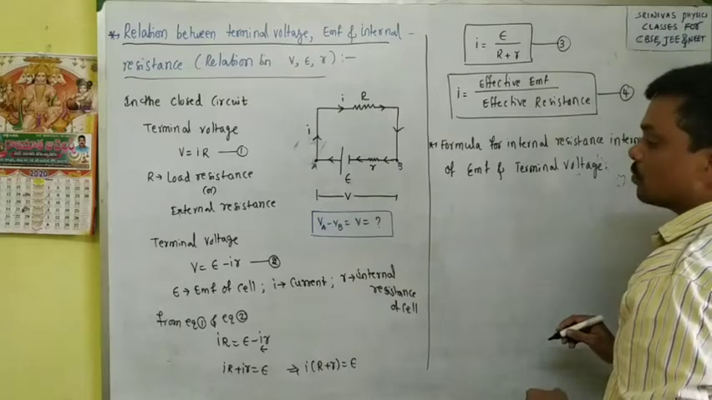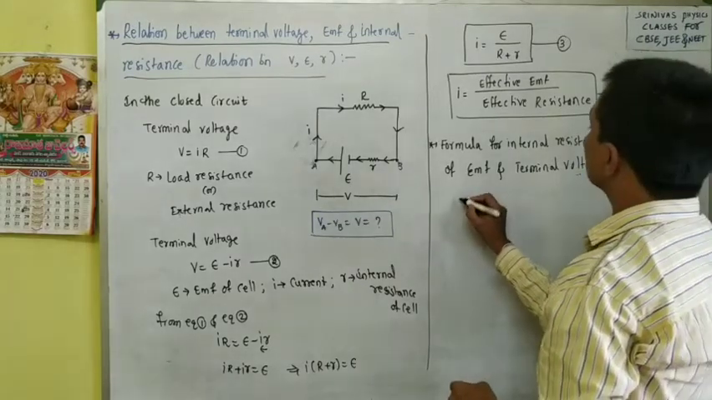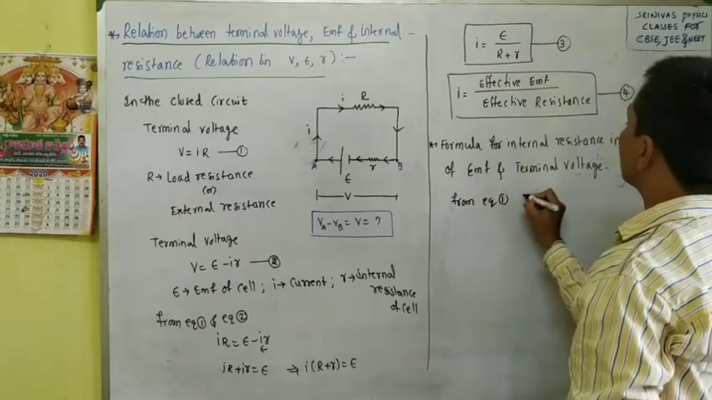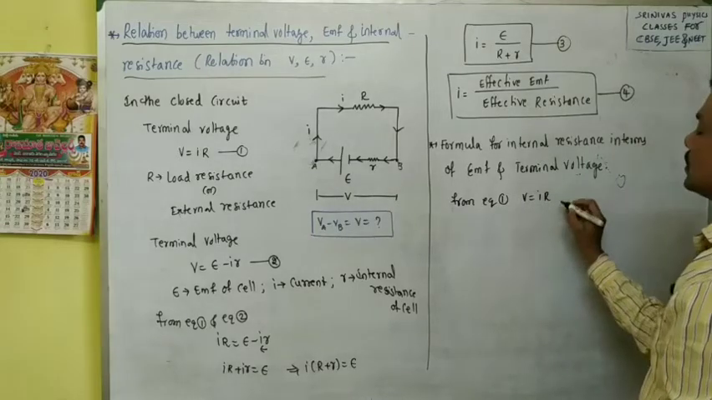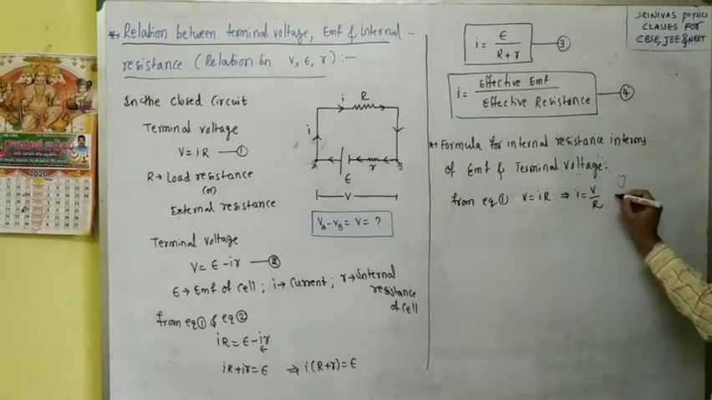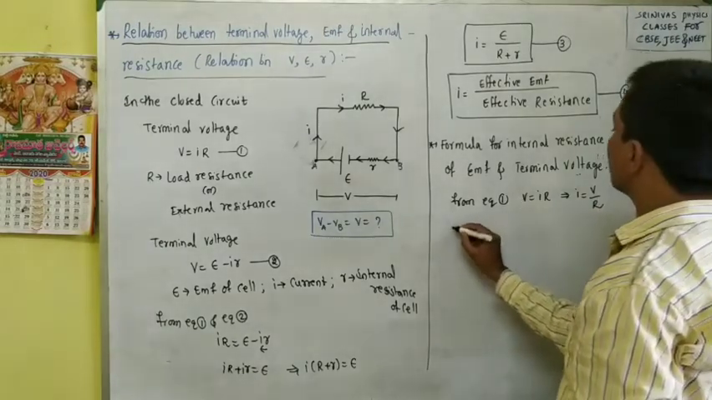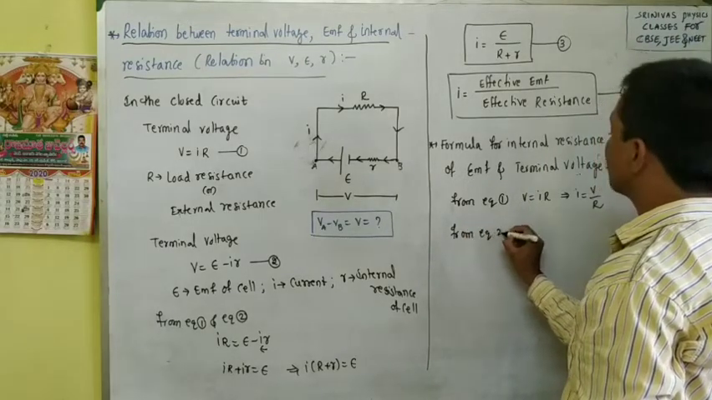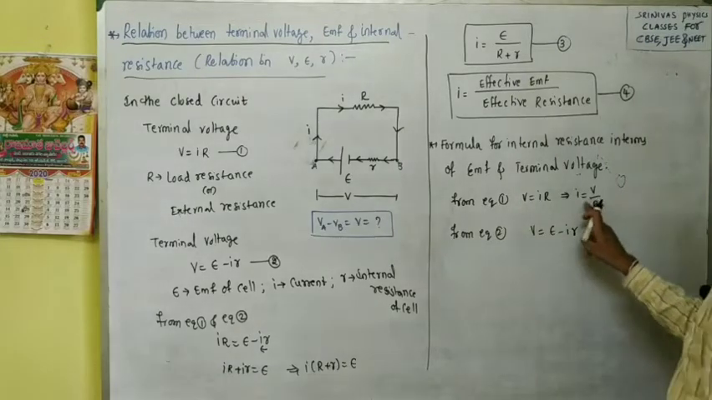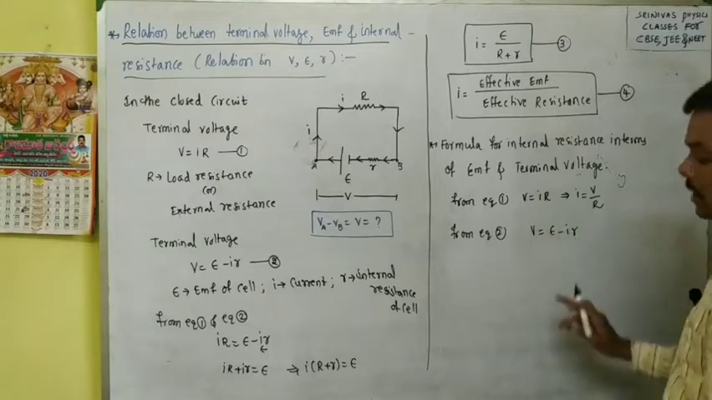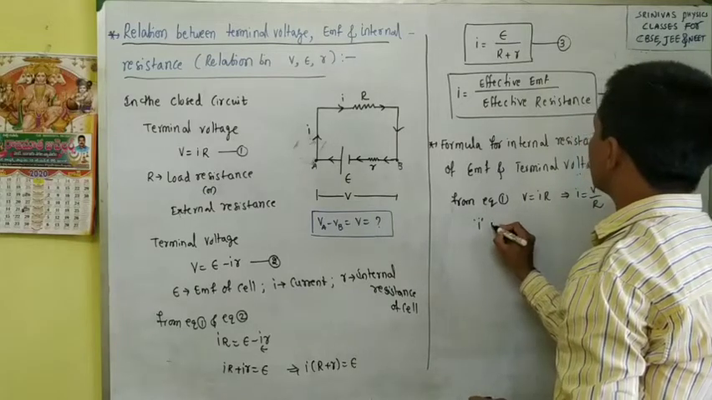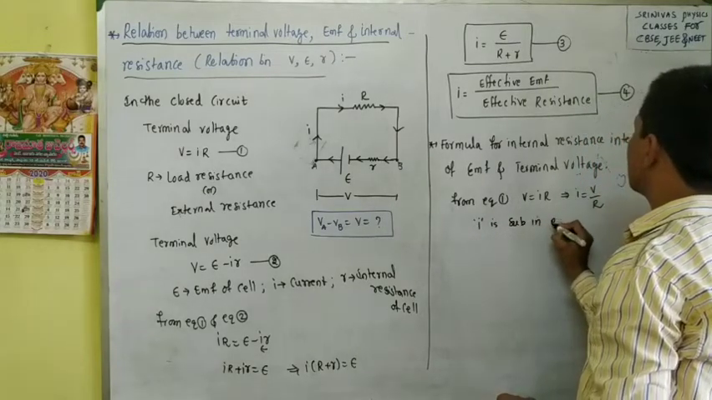Okay. Now in this, what I will do, from equation 1, what we know, V is equal to IR, right? And from this we write I is equal to V by R. And now from equation 2 we have V is equal to E minus Ir, right? Now we substitute I is equal to V by R directly in equation 2.